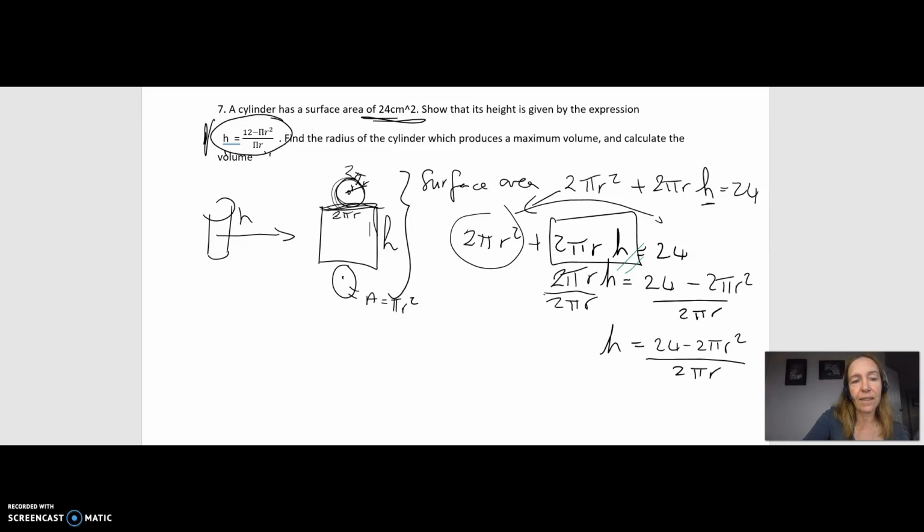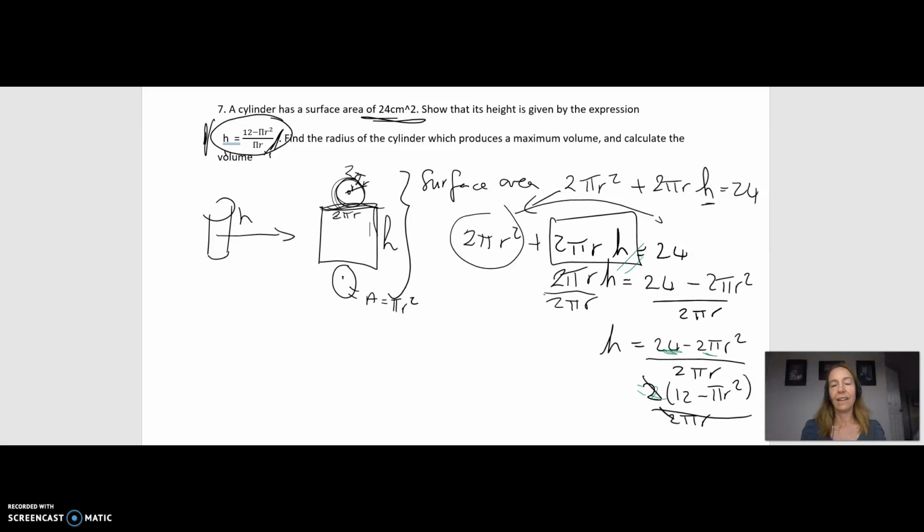Well, that doesn't look like this, but can you see I've got a common 2 in here? I can take out a 2, so I can factorize out a 2. Sorry. And that'll give me 12 minus pi r squared over 2 pi r, and 2 divides by 2, and voila, I have shown that the height is given by 12 minus pi r squared over pi r. So that is just showing that over there.